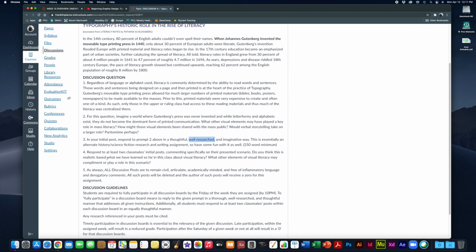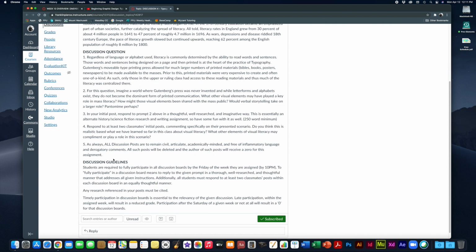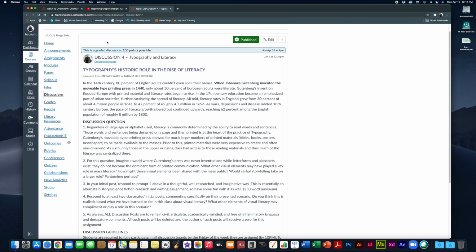Then, of course, once you've made your initial post, come back a little bit later in the week and respond to at least 2 of your classmates' initial posts, commenting specifically on their presented scenario. Do you think that their scenario is realistic based on what we've learned so far about visual literacy? What other elements of visual literacy may complement or play a role in your classmate's scenario, etc., etc. As always, of course, follow these guidelines for the discussion. So that's your main goal this week, right?